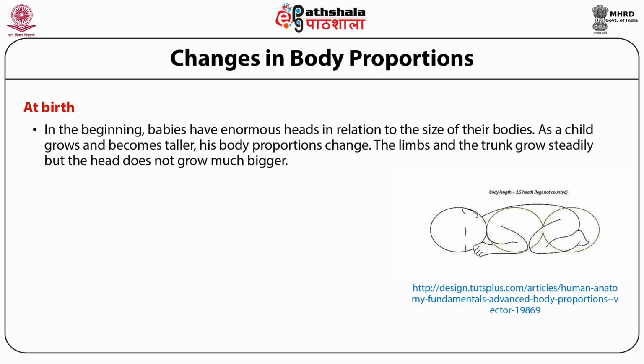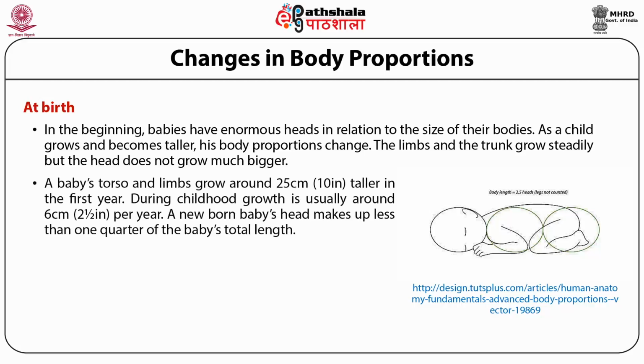In the beginning, babies have enormous heads in relation to the size of their bodies. As a child grows and becomes taller, his body proportions change. The limbs and the trunk grow steadily, but the head does not grow much bigger. A baby's torso and limbs grow around 25 centimeters taller in the first year. During childhood, growth is usually around 6 centimeters per year.